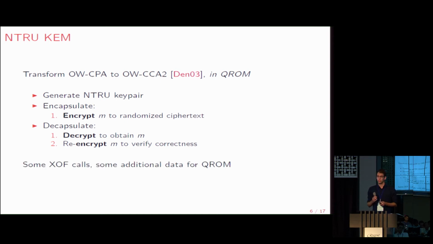The takeaway is it requires a couple of hash calls. We use SHAKE for this. Some additional data, but in general, this is a relatively straightforward operation. It adds 140 bytes to your ciphertext, which is like 10%, we'll see in the end. But yeah, that gives you a QROM proof for the KEM.